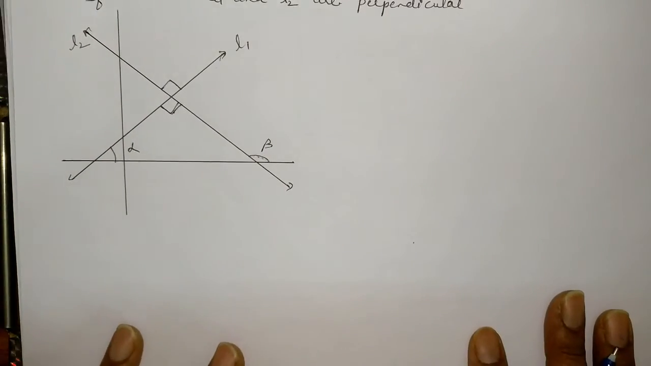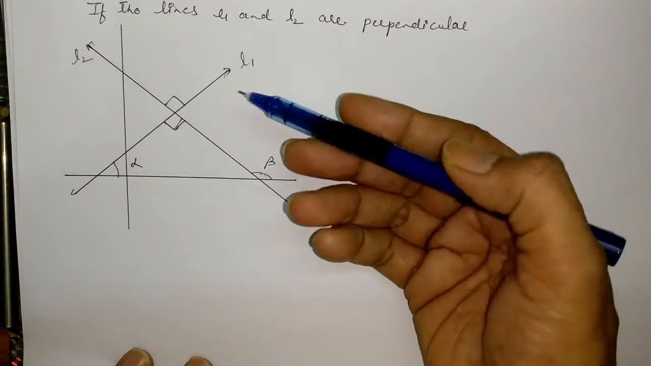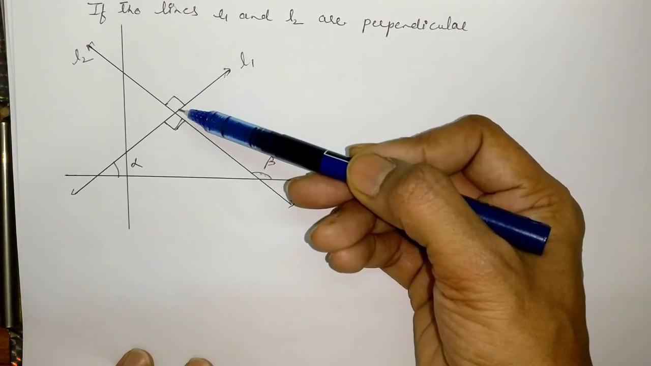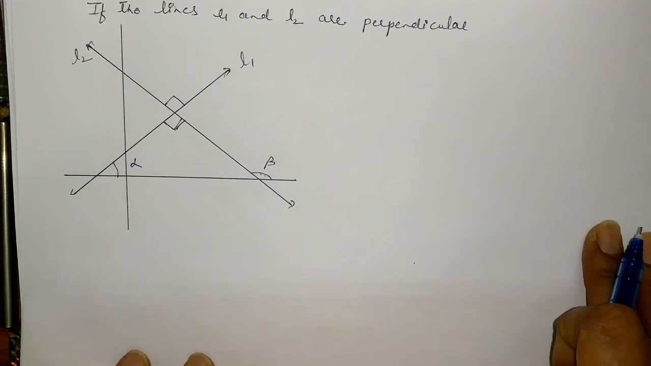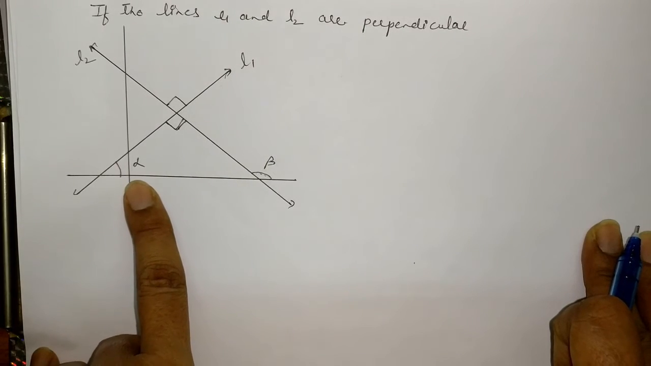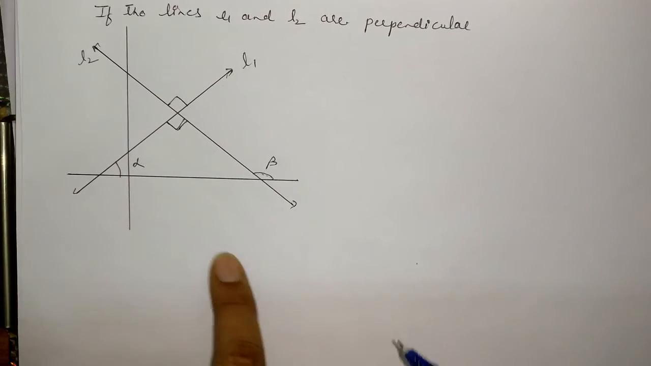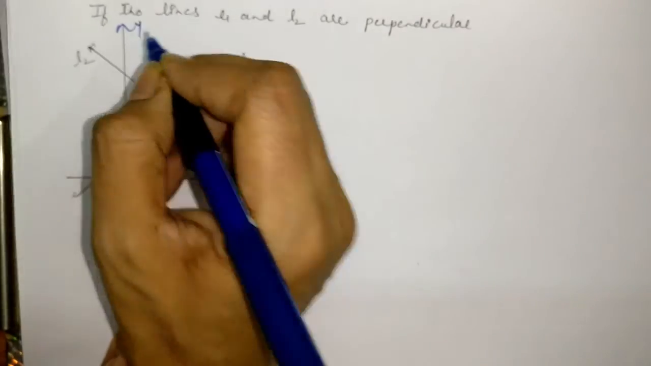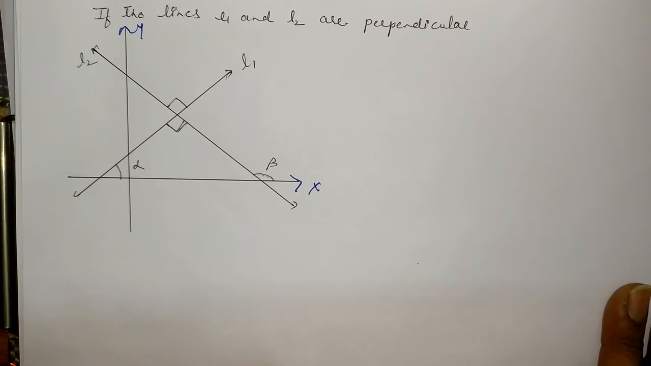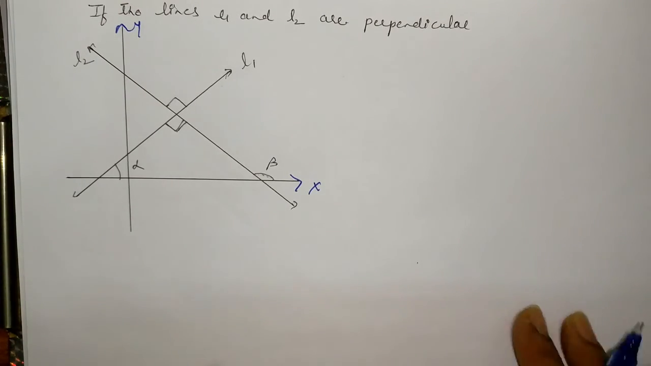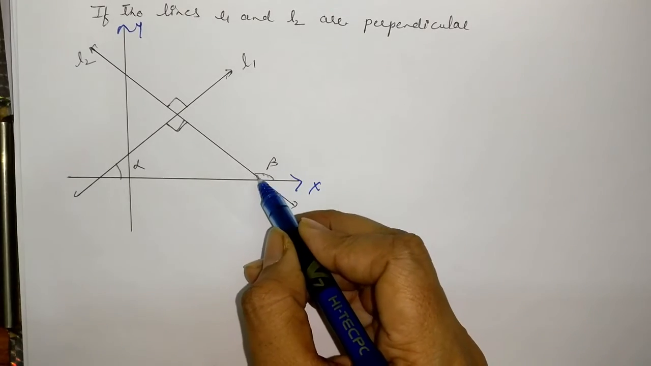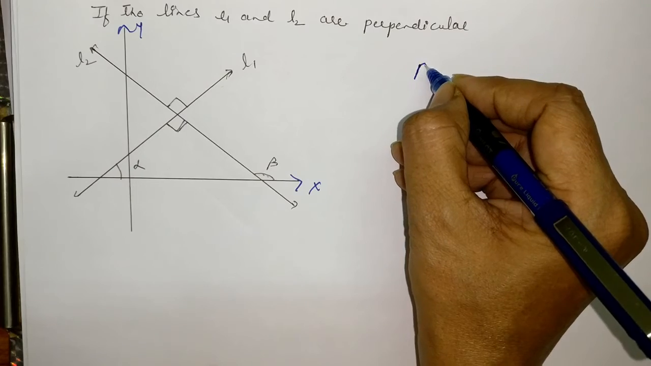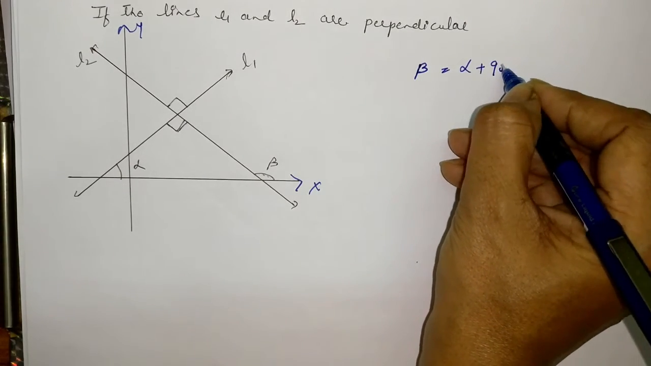So let's take the other case here. If the lines L1 and L2 are perpendicular, here you can see we have two lines L1 and L2. The angle between these two lines is 90 degree. L1 is making an angle of inclination alpha with the x-axis, and L2 is making an angle of beta with x-axis. So you can see by exterior angle property, beta is equal to alpha plus 90 degree.